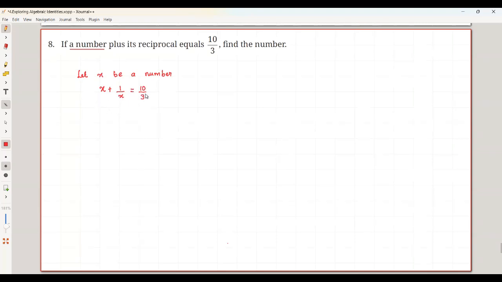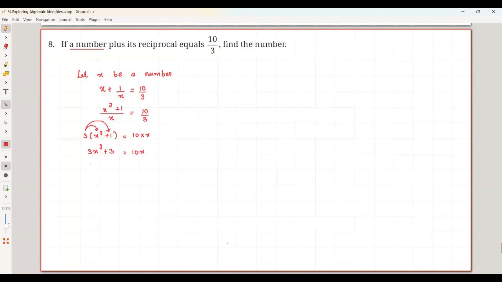Now here there is no denominator, so let's make a common denominator. If I take x as the denominator, cross multiply: x into x is x square, plus 1, over x, is equal to 10 by 3. Next we do the cross multiplication. So 3 into x square plus 1 is equal to 10 into x. Now 3 into x square is 3x square, plus 3 into 1. Just multiply inside: 3x square plus 3 is equal to 10x.